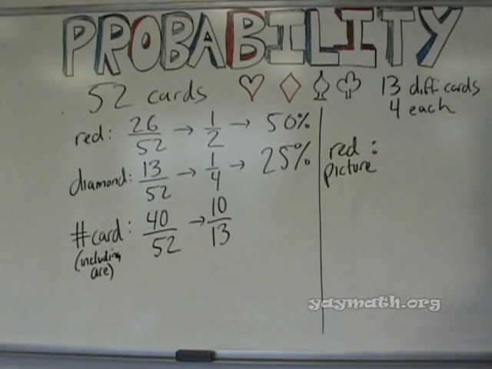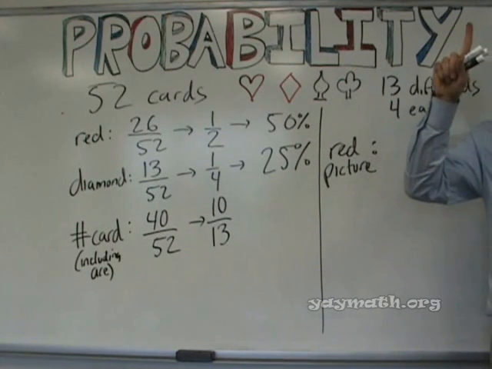Not including the ace. 6 out of 52. So how many jacks are there that are red? 2 red jacks, 2 red queens, and 2 red kings. So I'm getting 6.